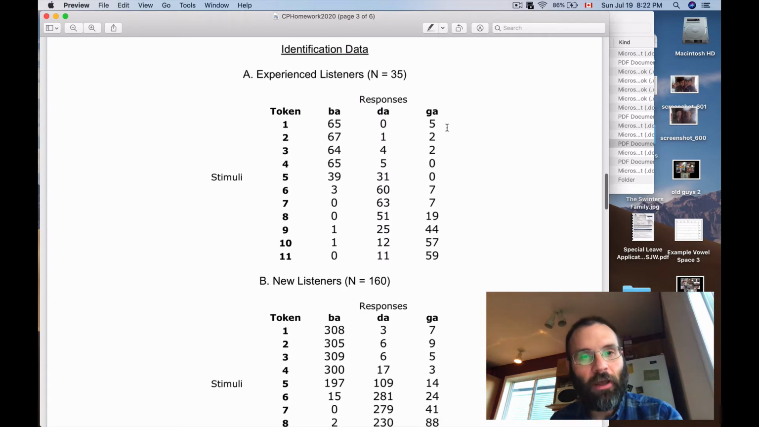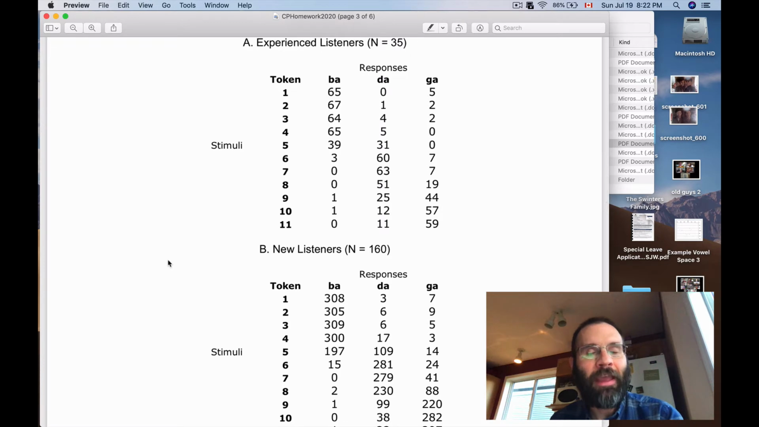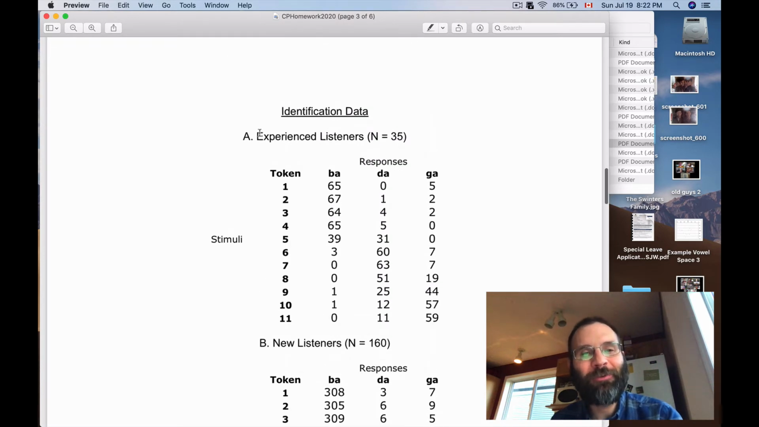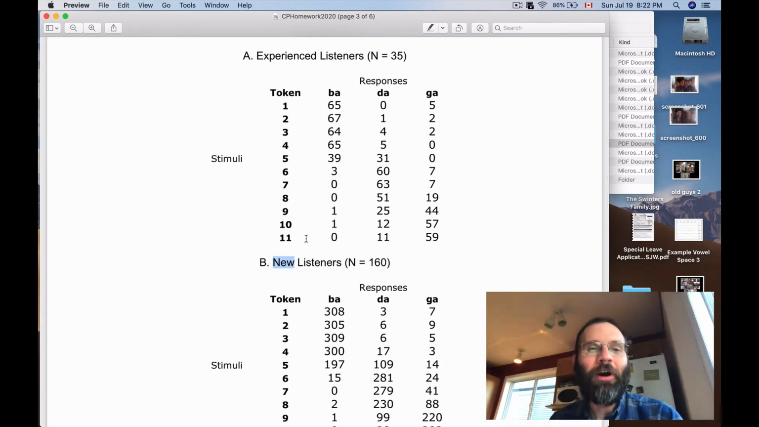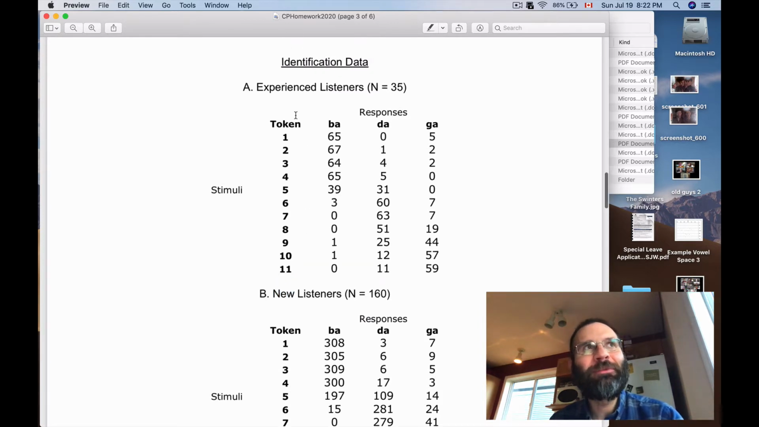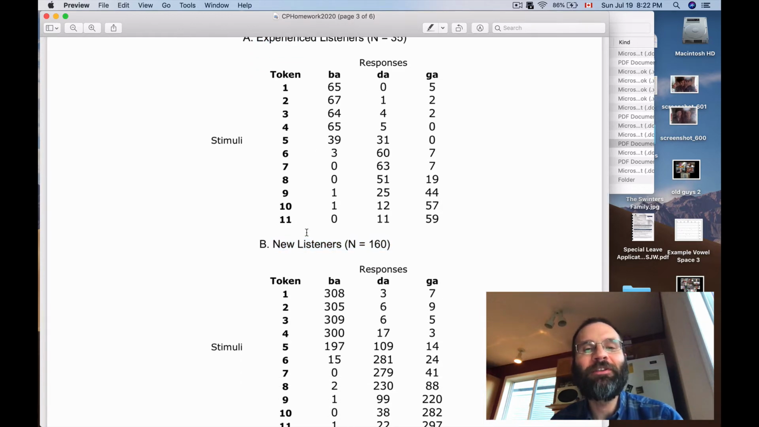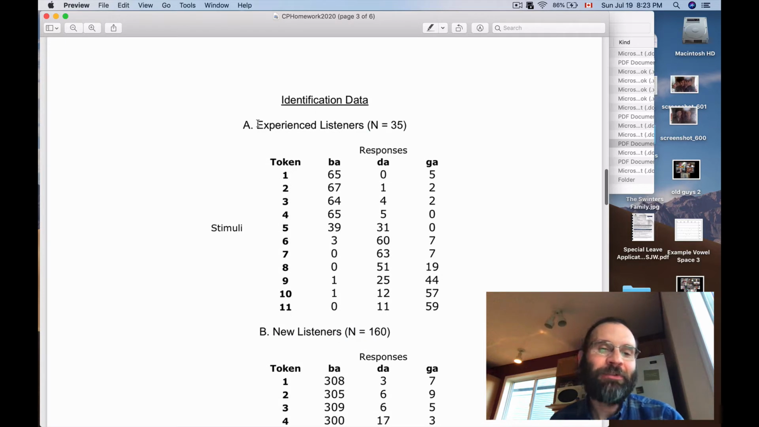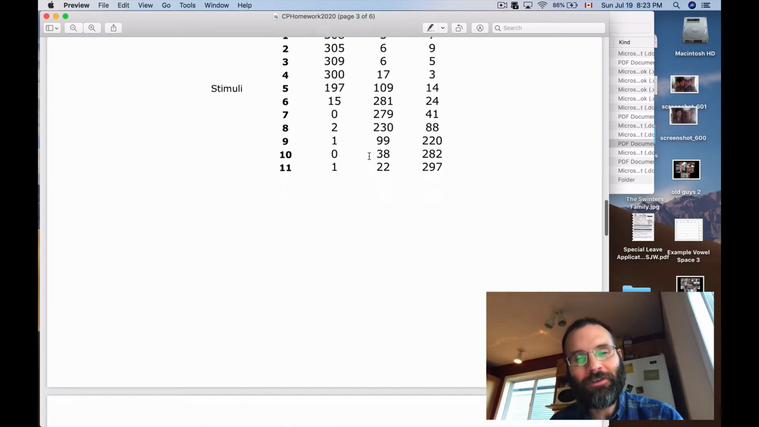And I've also split it up according to whether listeners have done this task before. If they have done the task before, they're experienced, and if they have not, they're new listeners. This experiment doesn't seem to be done in psycholinguistics anymore, so most of you will probably be new listeners, but we're going to still hang on to the data from those in the past who did it before they did it in this class too. And we'll see if the experienced listeners do anything different from the new listeners.